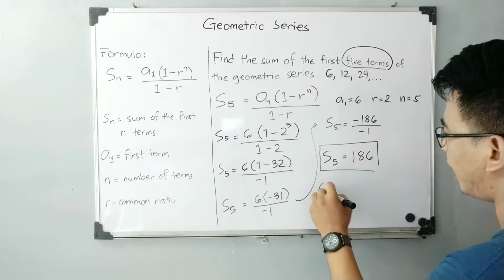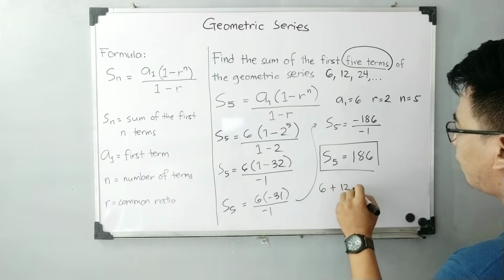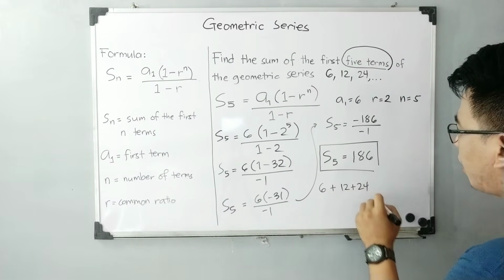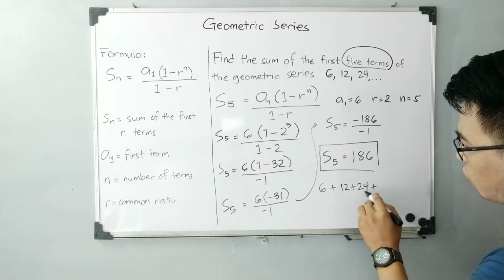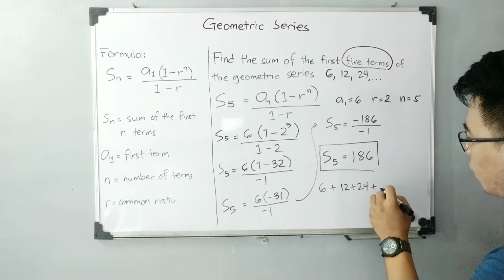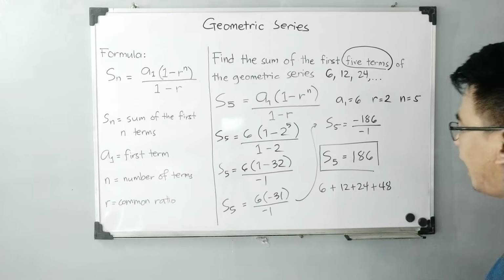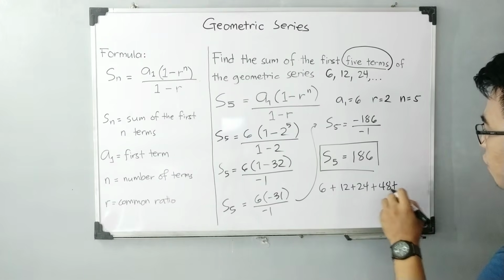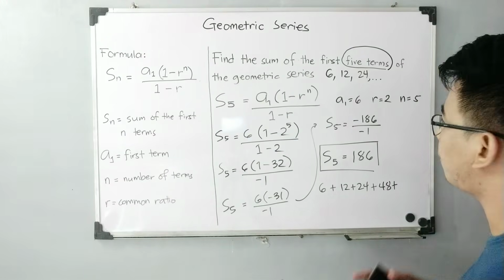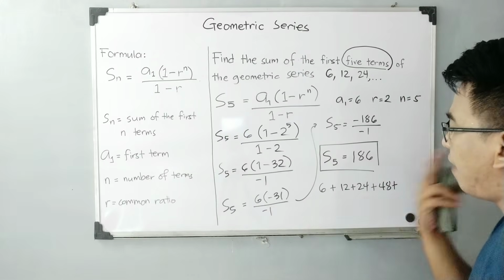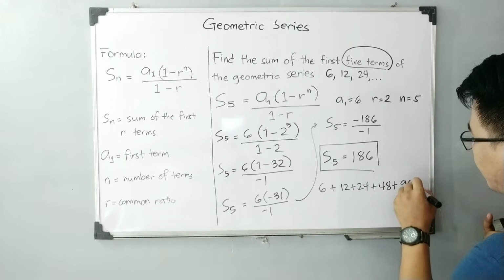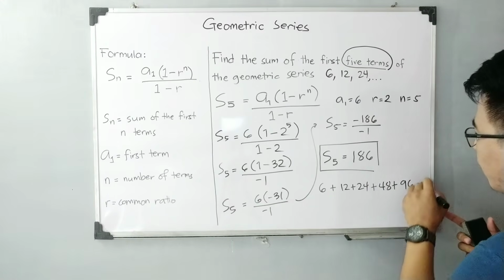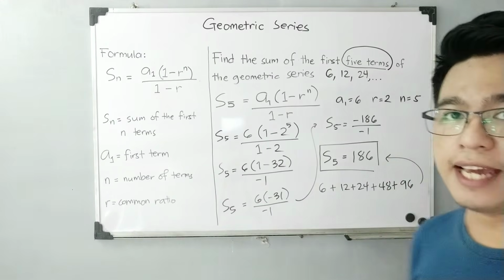So first we have 6 plus 12 plus 24, and we know that to get the fourth term, 24 times 2, that will give you the answer 48, and plus 48 times 2 because we have to multiply by the common ratio. 48 times 2, that will give you 96. And if you add them, it will give you the sum of 186.